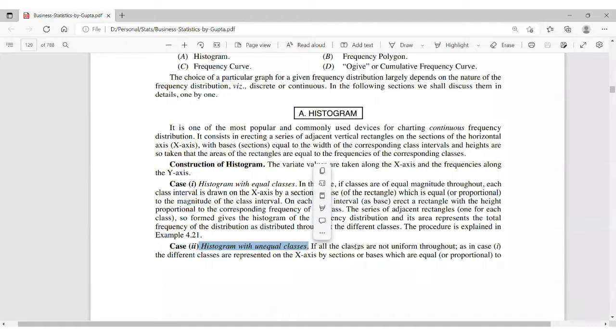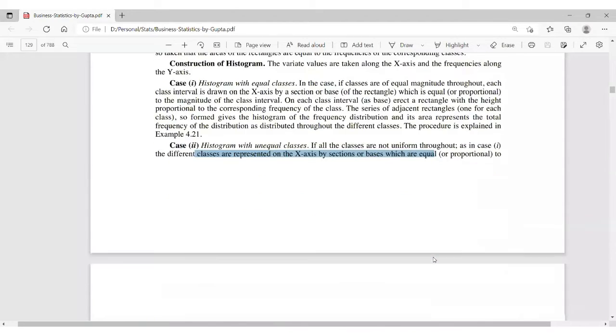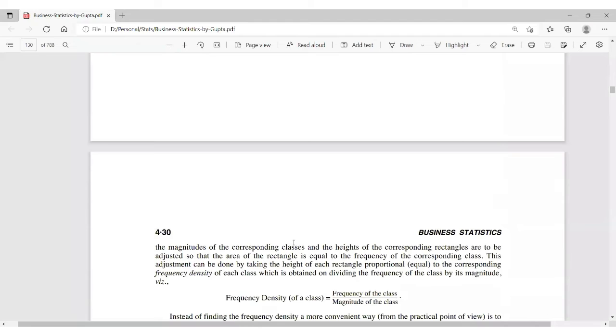Histogram with unequal classes. If all the classes are not uniform throughout, in this case the different classes are represented on the x-axis on bases equal to the magnitude of the corresponding classes, and the heights of the corresponding rectangles are to be adjusted so that the area of the rectangle is equal to the frequency of the corresponding class. The adjustment can be done by taking the height of each rectangle proportional to the corresponding frequency density.